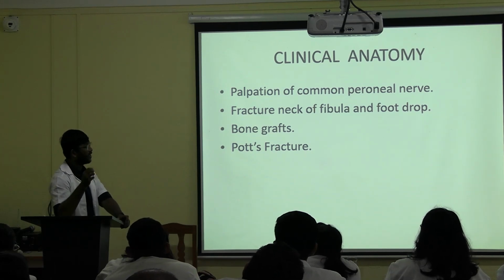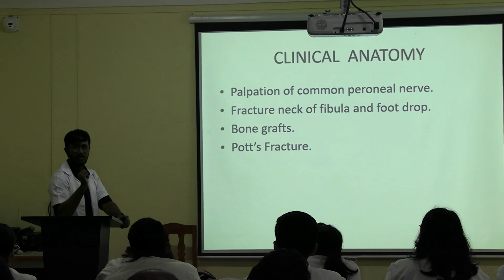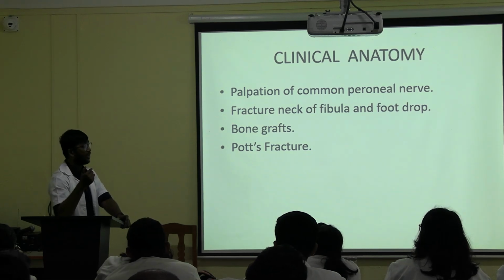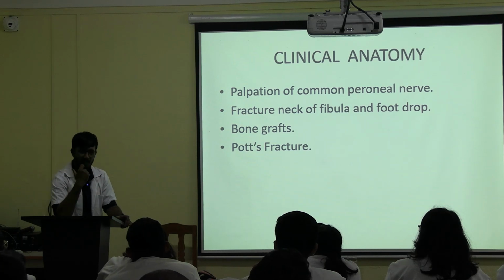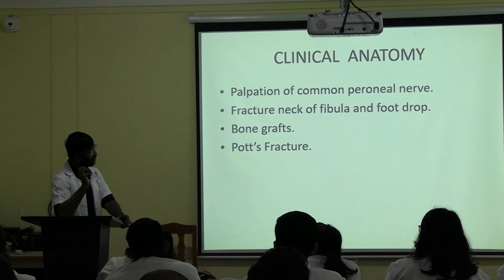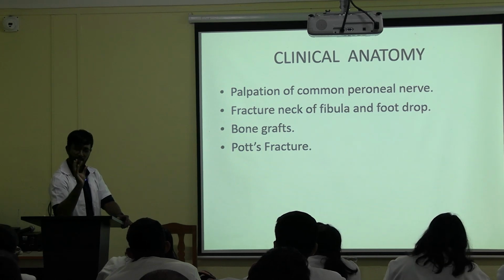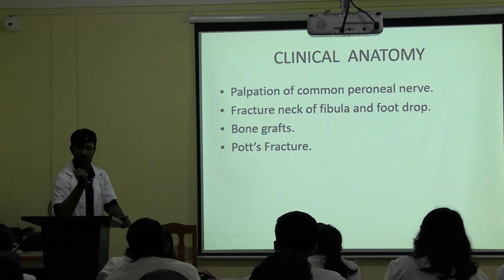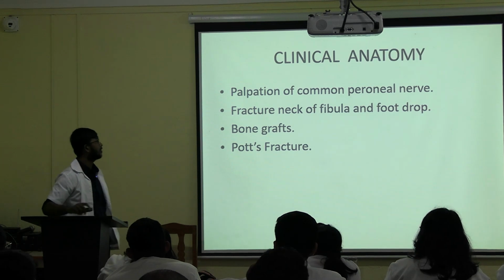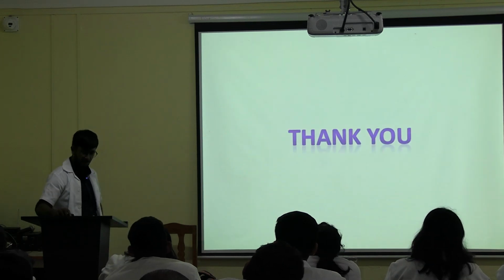Then Pott's fracture is actually a combination fracture where the medial malleolus of the tibia gets affected, in the foot the deltoid ligament gets affected, and some portion of the lower end of the fibula also gets affected. So in total, it becomes a comminuted fracture. So that's all in the fibula. Now coming to patella.